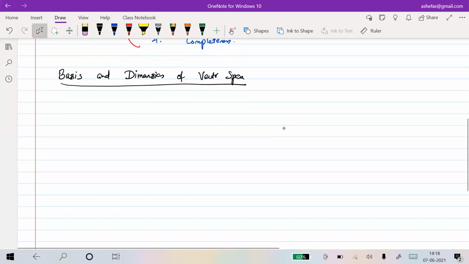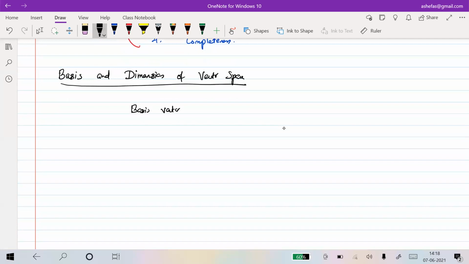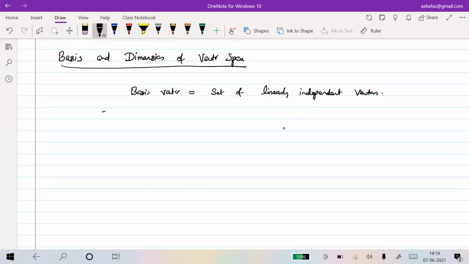Okay, so basis vectors are just a set of linearly independent vectors. A set of linearly independent vectors are called the basis vectors. So we can start with a very simple example. Consider the Euclidean three-dimensional vector space. So we are living in a Euclidean three-dimensional vector space. Our physical space is a three-dimensional vector space.